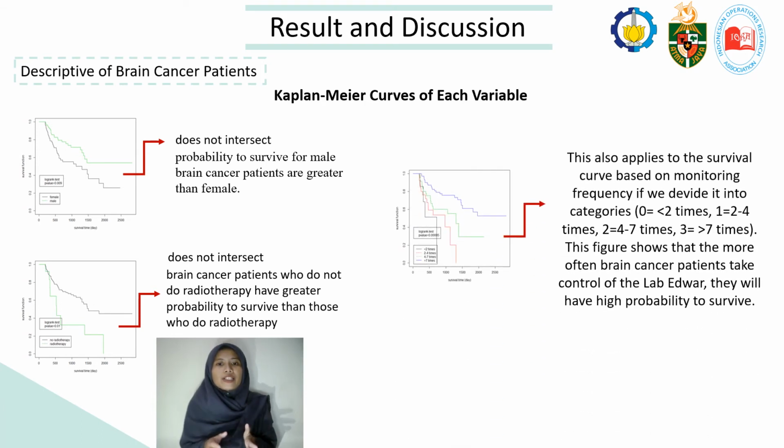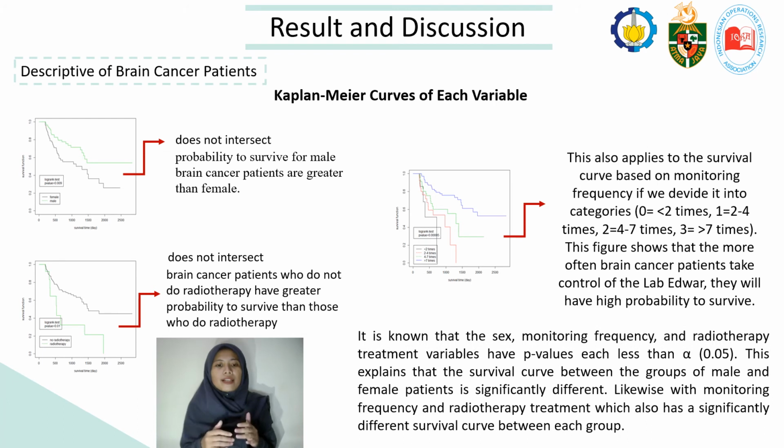This also applies to the survival curve based on monitoring frequency if we divide it into categories. This figure shows that the more often brain cancer patients take control of the lab, the higher their probability to survive. From the log-rank test, we know that the sex, monitoring frequency, and radiotherapy treatment variables have p-values each less than the significance level 0.05, which means that the survival curve between each group is significantly different.